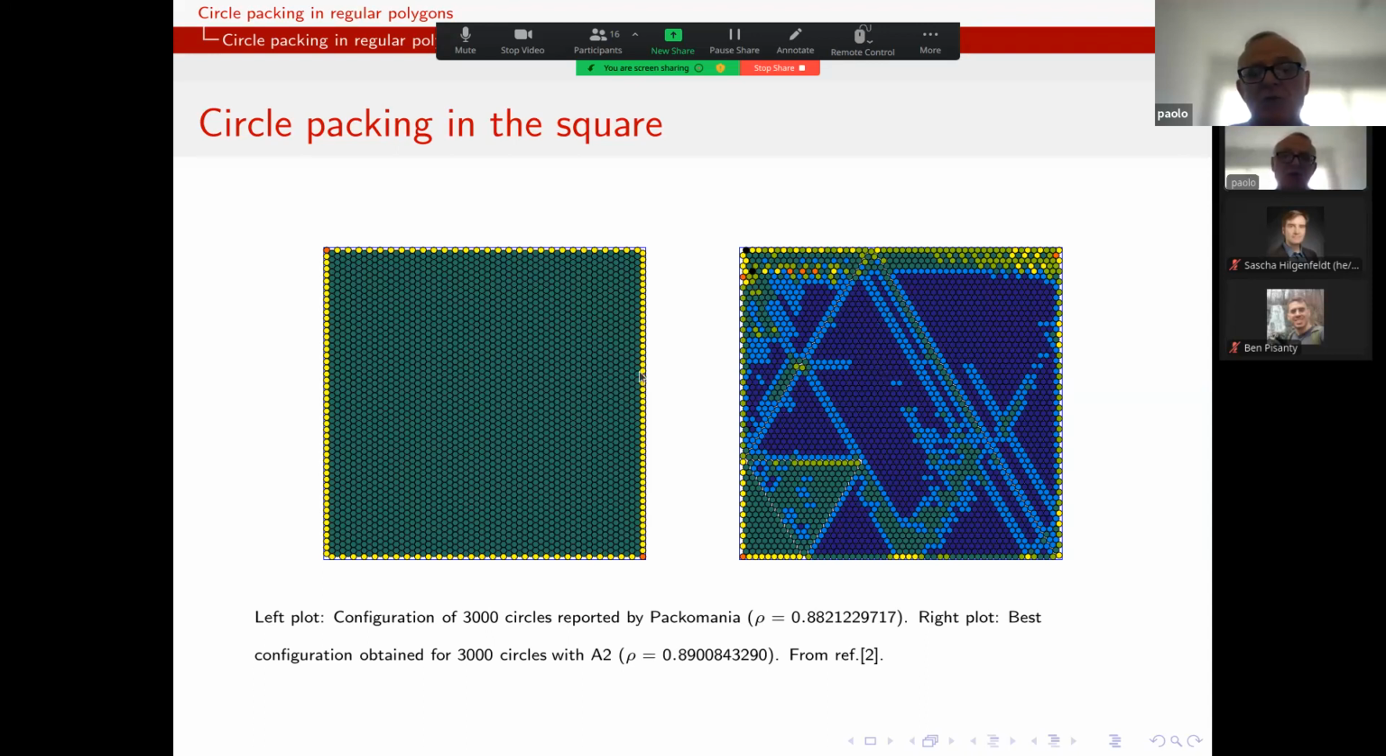Essentially, once you do this shaking, you eventually go to a much more disordered configuration, which, however, has many more 6 contacts than 4. Okay, and so that's where you actually gain in density.